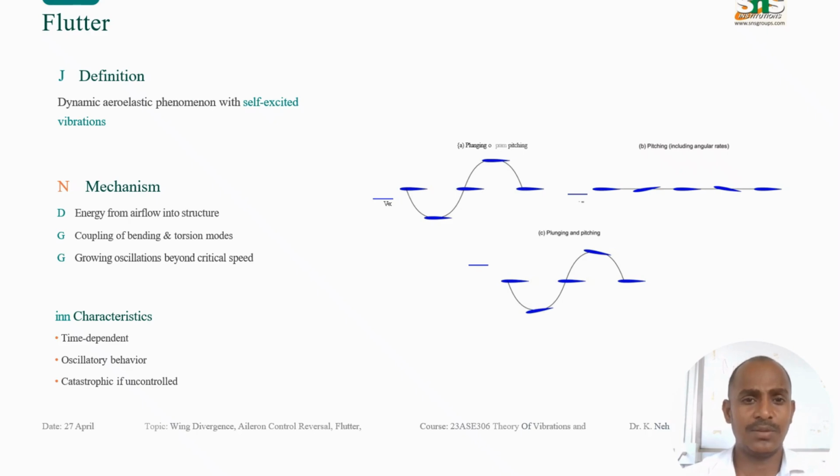So, flutter is one of the most dangerous dynamic aeroelastic phenomena. It is a self-excited vibration caused by the interaction between aerodynamic forces and structural motion. Usually, flutter occurs due to coupling between the bending and torsional vibration modes. Beyond the critical speed, the oscillation grows rapidly. If uncontrolled, flutter can destroy an aircraft structure in seconds. Its key characteristics are time-dependent oscillatory motion, energy absorption from the airflow, and high structural risk.